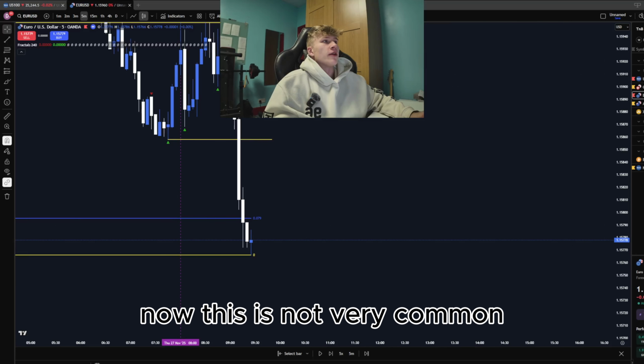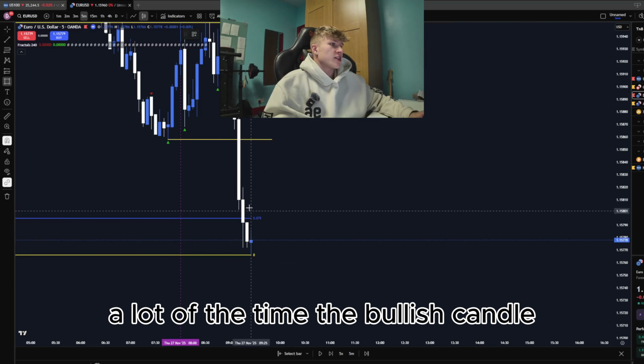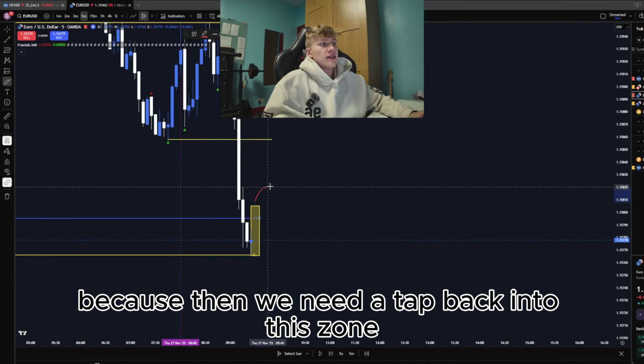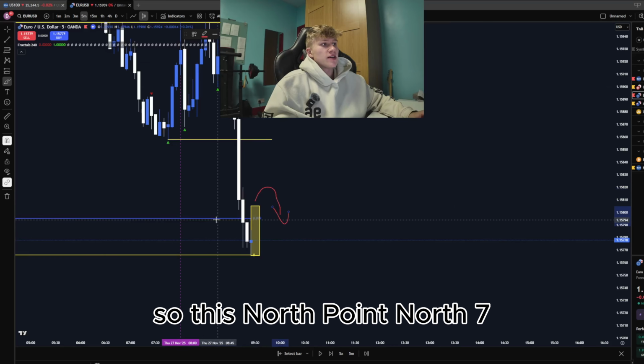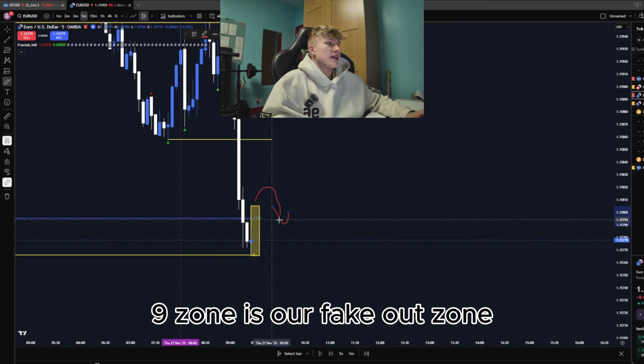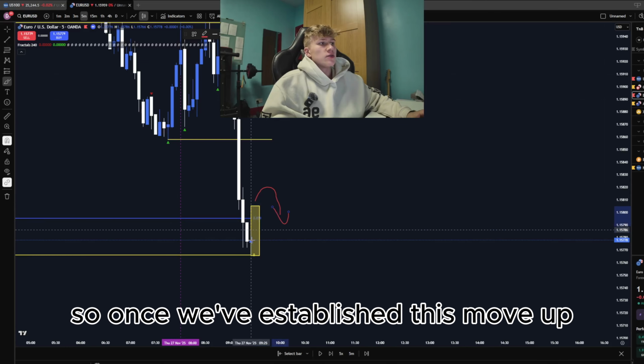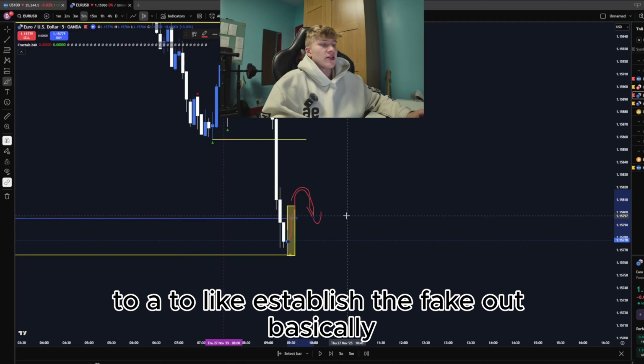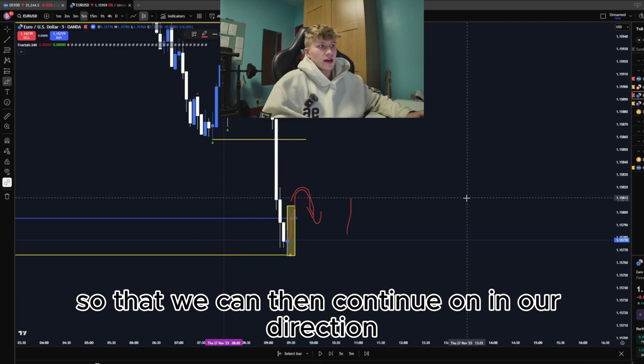This is not very common. A lot of the time, the bullish candle will close out of the zone right here, and that's completely fine, because then we need a tap back into this zone. So this 0.079 zone is our fake out zone. Once we've established this move up, we're looking for this tap back down into this zone to establish the fake out, so that we can then continue on in our direction.